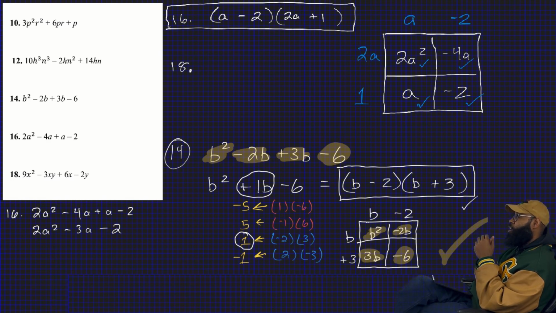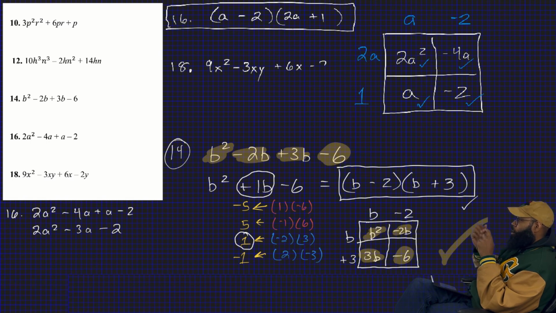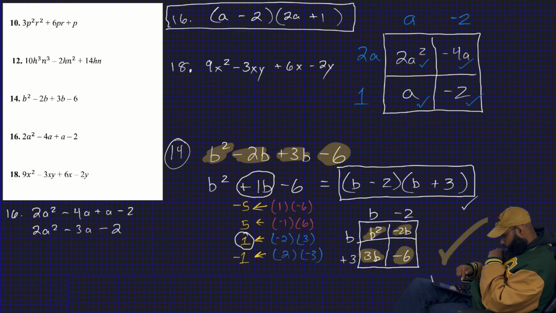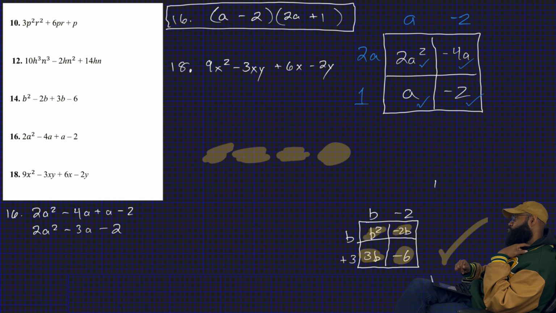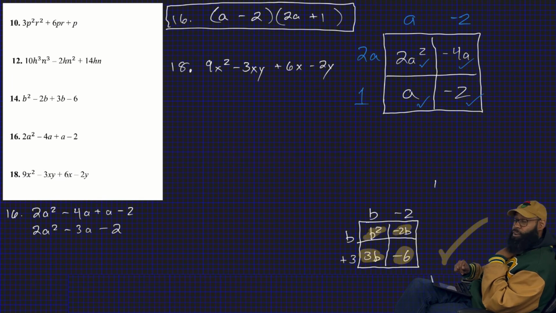Now, 18 again, 4 terms. First term, 9x squared minus 3xy plus 6x minus 2y. Now, this is where I stop and I breathe and I go, they are going to try you. That's their job. They want to see what you know, how well you know it. So let's get some room, because I'm going to need the room for this one.